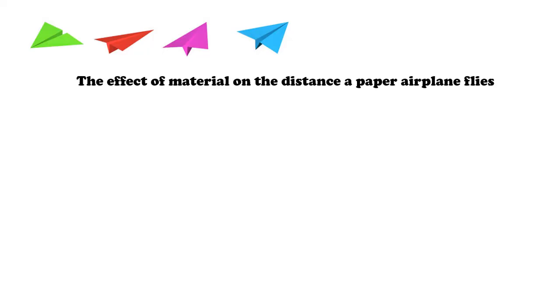And the first thing that I need to do to create my data table is come up with a good title. So I'm going to call this experiment the effect of material on the distance a paper airplane flies. This is a good title because remember, we always want to follow this format. We want to say the effect of independent variable, and in this case my independent variable is the material. I'll use different types of materials on the dependent variable, and our dependent variable here is the distance a paper airplane flies.